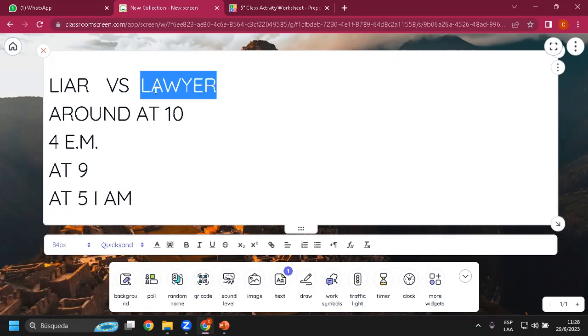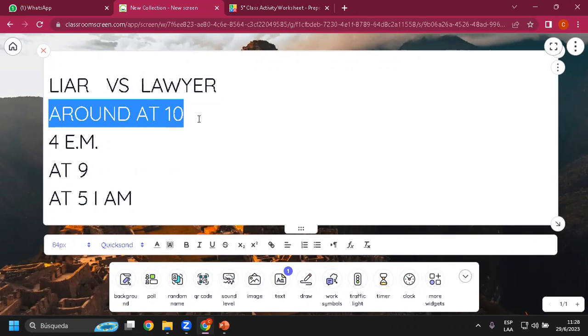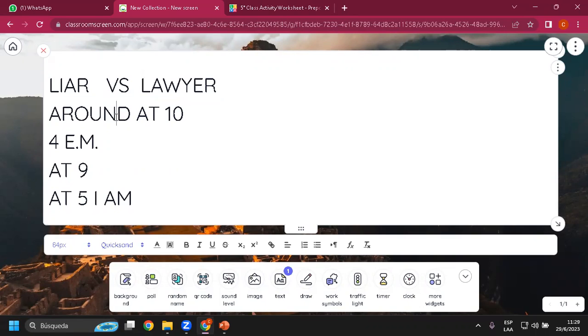Be careful. Can I say around at 10? No. If we say around, we don't say at. Remember that at is specific and around is not specific. So we cannot combine them. Either you say at or you say around, but don't mix them.